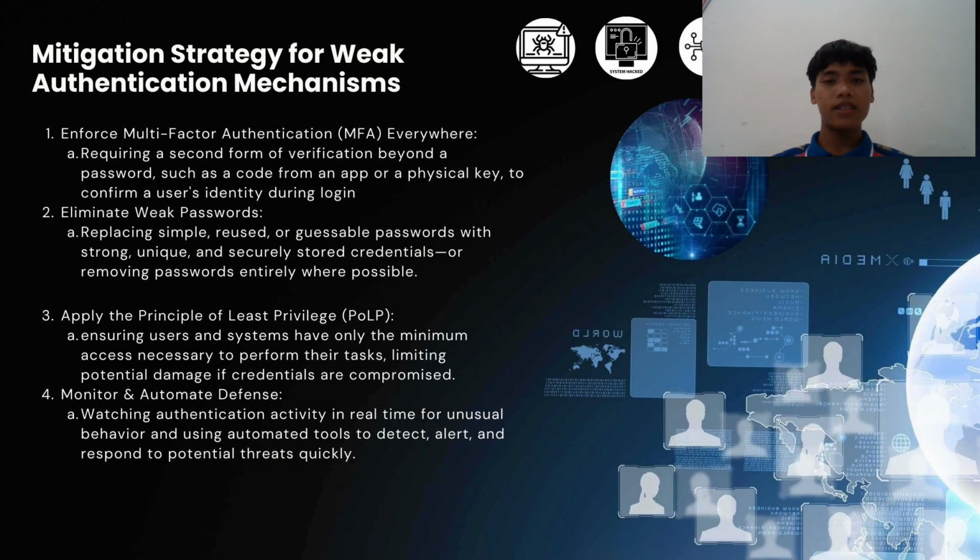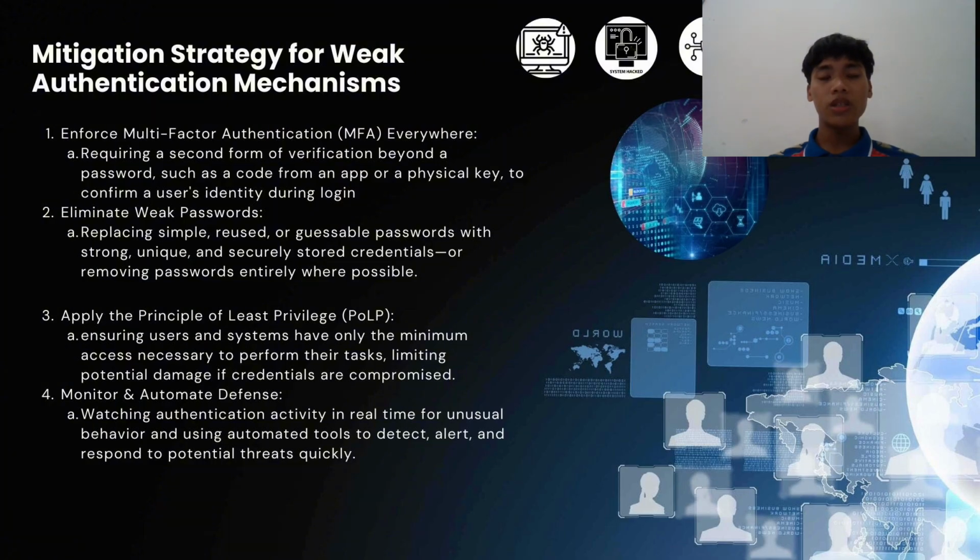Lastly, the mitigation strategy for weak authentication mechanisms. First, we can enforce multi-factor authentication (MFA) everywhere on the device. MFA is the requirement of a second form of verification beyond a normal password, which could be a physical key to confirm the user's identity during the login process.